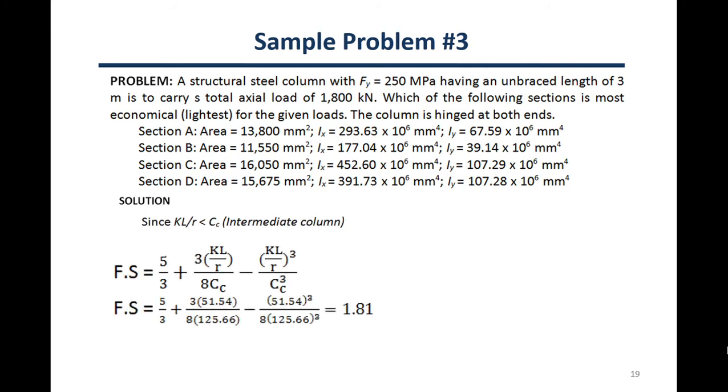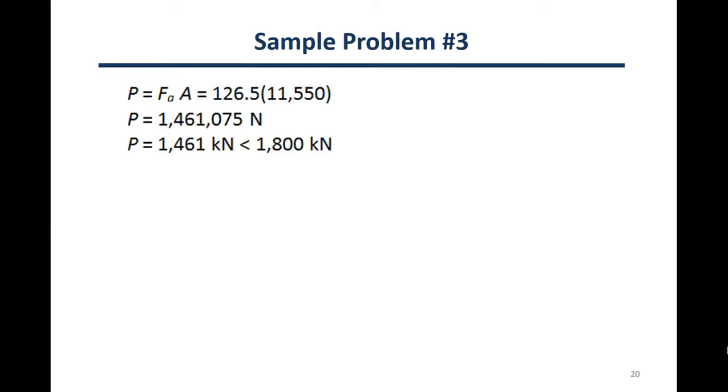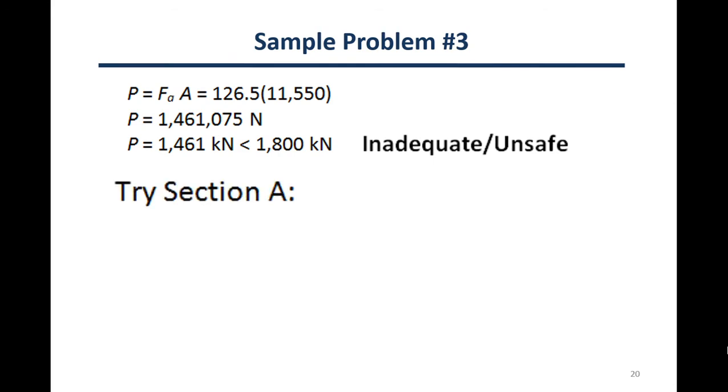Yan. Critical. So we have to get the Fs. Solving for the Fs, saka pa natin gagamitin ang value na yon to solve for the Fa. Makukuha natin is 125.365. Tandaan mo yan, ha? Kasi susolve natin yung load na P. Nakita natin na ang makukuha natin na load P is 1461 kN. So lumilitaw na mas mababa compared sa 18 na nandun. So unsafe siya or inadequate. Hindi pwede. Unsafe siya. So try natin ang A.